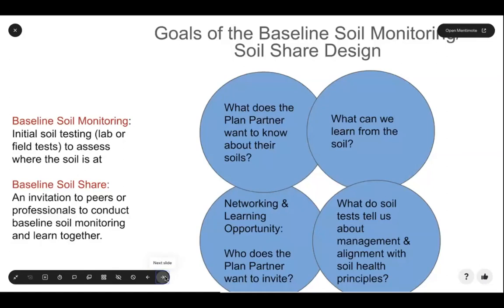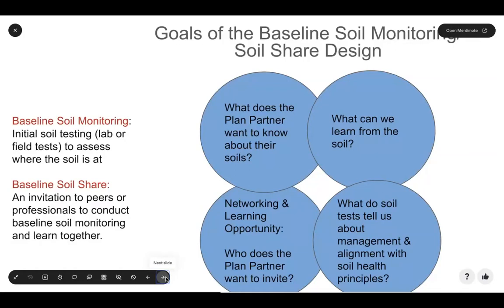So some questions that I like to consider, and certainly this isn't all inclusive, I'm sure there's more, but first of all, what does a producer want to know about their soils? What are their goals? What are their visions? And so designing the test to really get at some of those questions, I think, is important. Then thinking about, what does the soil have to teach us?